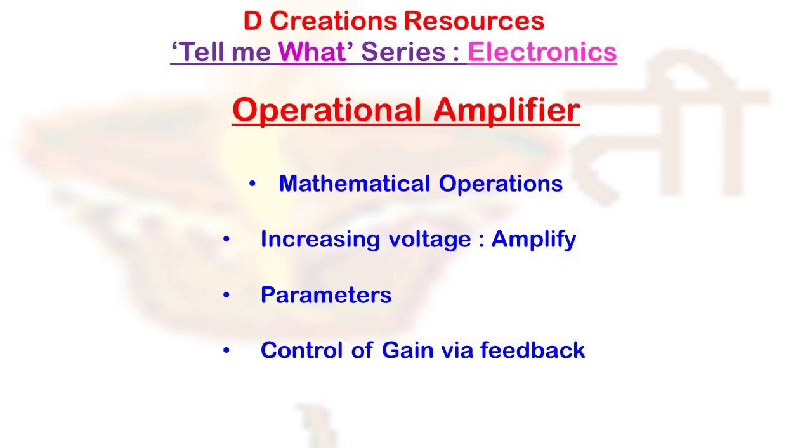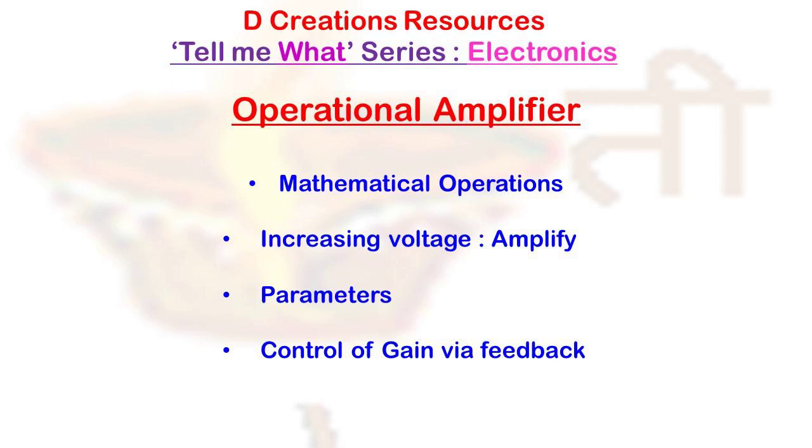Now, for an ideal operational amplifier, there is infinite bandwidth. That means it can amplify any frequency. Of course, for a real OpAmp, that is going to be different, and there is going to be something called gain bandwidth product, and it's equal to the frequency where the amplifier's gain becomes unity, etc.